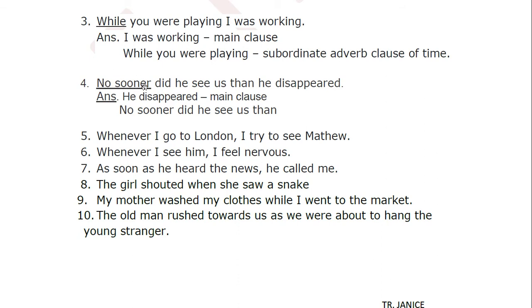Next one. No sooner did he see us than he disappeared. So you found your subordinator over here, underline it or circle it, and you will have your subordinate clause starting from here. Now, where is your main clause? Can you see here? He disappeared. It's a complete sentence, like he came, he sat, he ate. Correct? So, he disappeared is the main clause, and no sooner did he see us than is your subordinate clause. And here, when you know no sooner, you know it is not a noun clause, not an adjective clause. So, it is a subordinate adverb clause. Oh, I've forgotten to write here. No sooner did he see us than: subordinate adverb clause. And which type of adverb clause? Adverb clause of time.